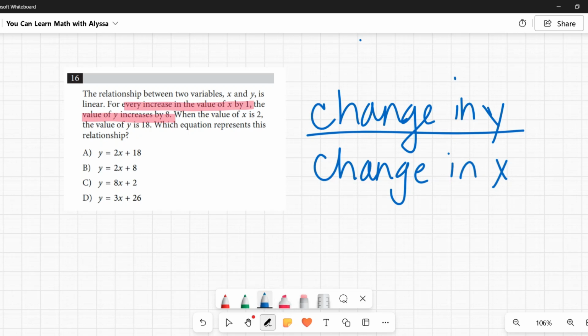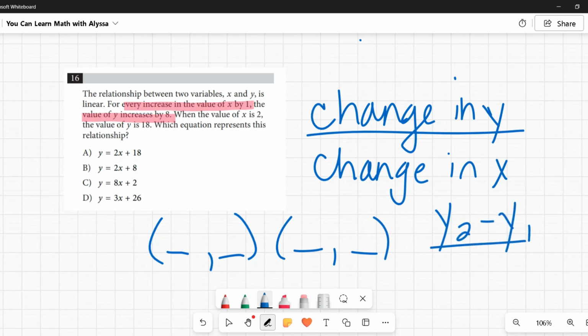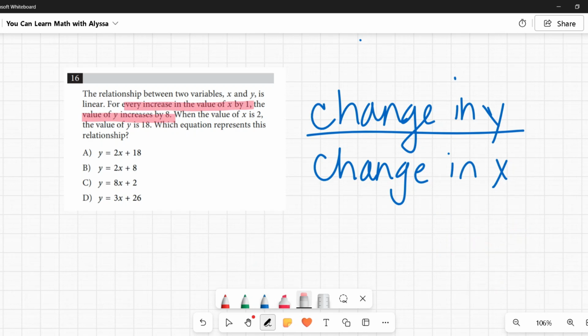And here they're giving us those values. We don't have to calculate them. Sometimes we have to calculate them. If we're given two ordered pairs, x and y values, we take y2 minus y1 over x2 minus x1. That formula may look familiar to you. Or we have to look at a graph and count out: it goes up this many, it runs that many. They've done all that for us.